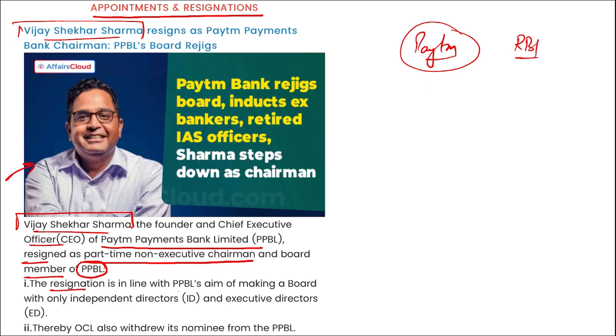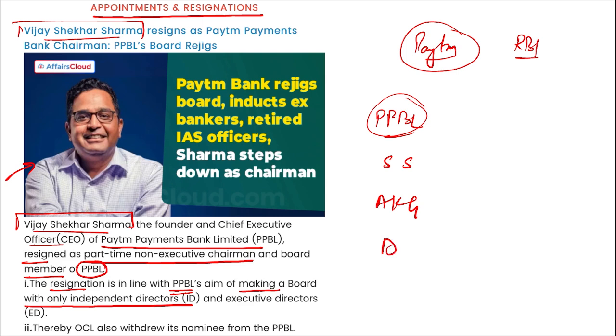The resignation is in line with Paytm Payment Bank's aim of making a board with only independent directors and executive directors, right? And that is why he resigned from this position. Then apart from this, remember Paytm Payment Banks Limited, they have reconstituted their board of directors with appointment of four new interim directors: Srinivasan Sridhar, Ashok Kumar Garg, Debarnath Sarangi, and Rajni Sekhri Sibbal.